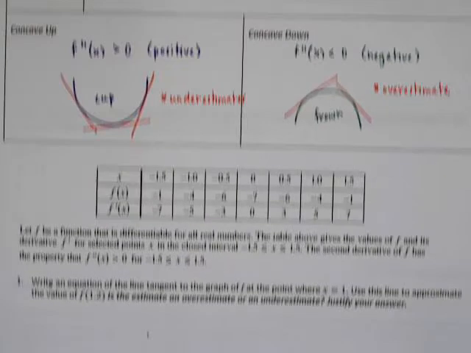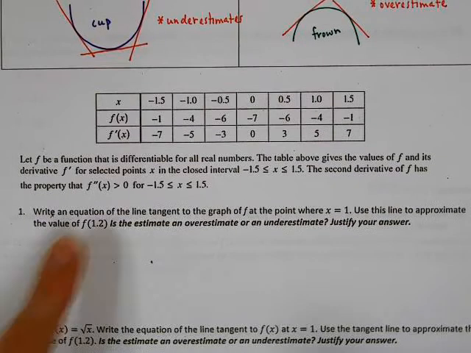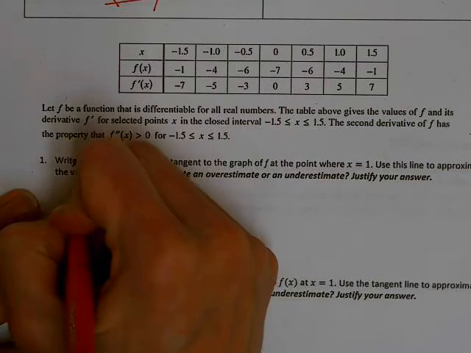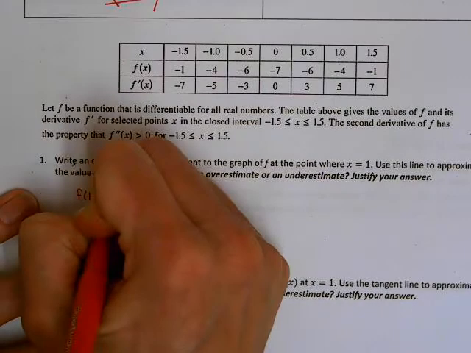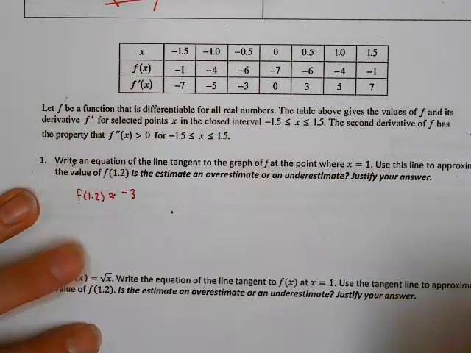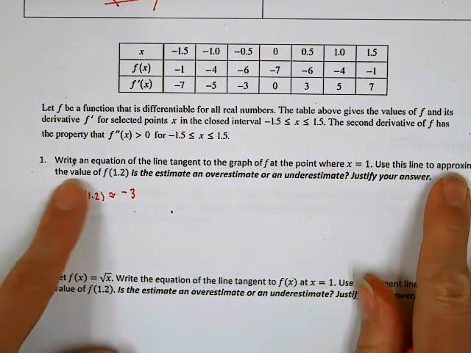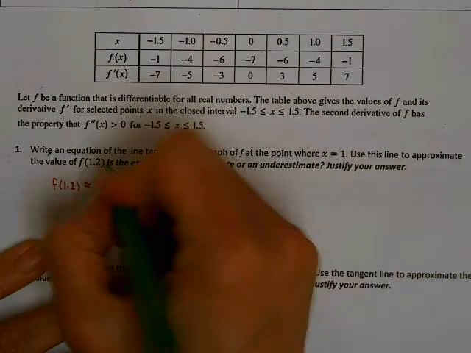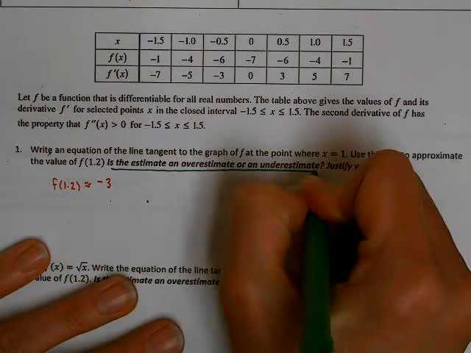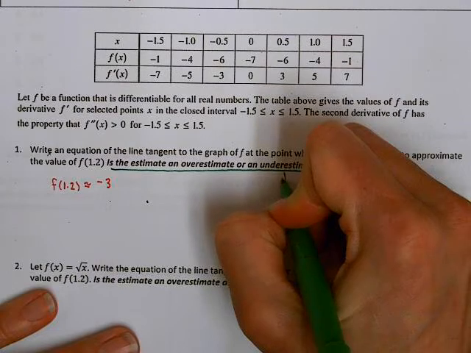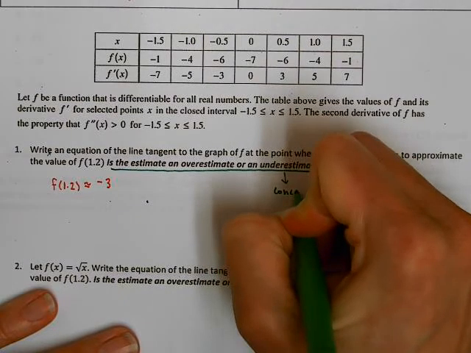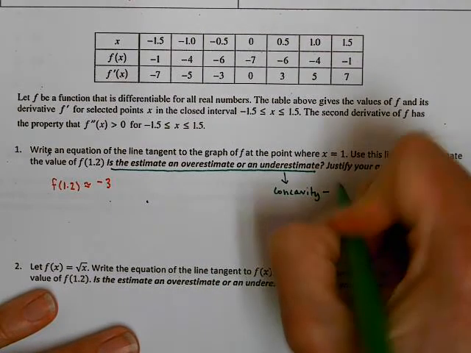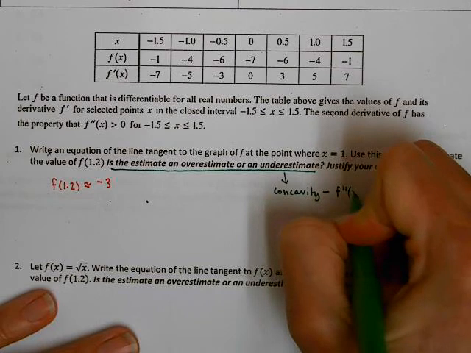So if we look at number 1 down here, this is a continuation of what we just did on this problem. So we found out that f of 1.2 is approximately negative 3. So that was the first part. Use this line to approximate the value of f of 1.2. And now what you'll oftentimes see is, is the estimate an overestimate or an underestimate? And we know this has to do with the concavity of the function, which we can find out about by looking at the second derivative.